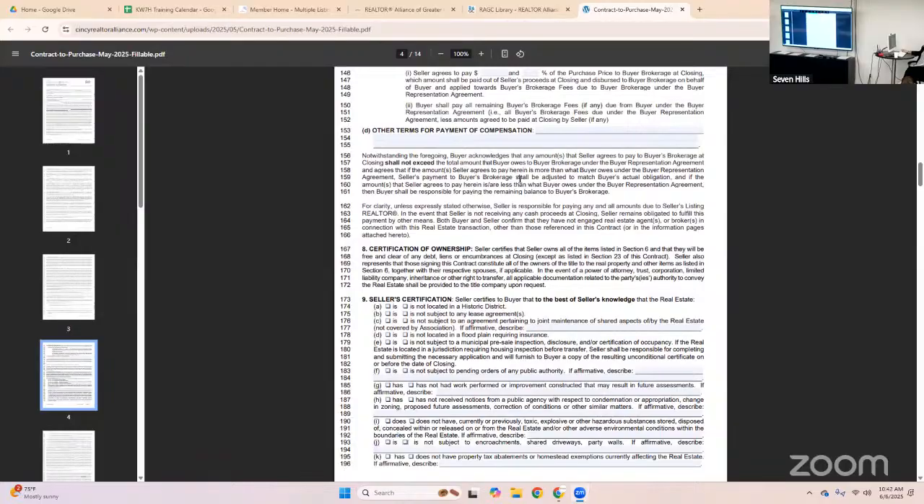Okay, let's go to line 156. Notwithstanding the foregoing, buyer acknowledges that any amount that seller agrees to pay to buyer's brokerage at closing shall not exceed the total amount the buyer owes to buyer brokerage under the buyer representation agreement. So you have to put your amount in there. So if you put only 2% to protect your buyer and they come back and are paying 3%, you're losing 1%. You can't get that money.